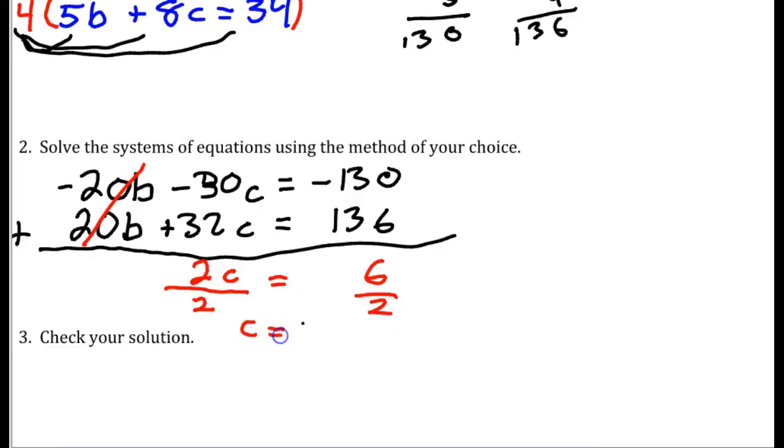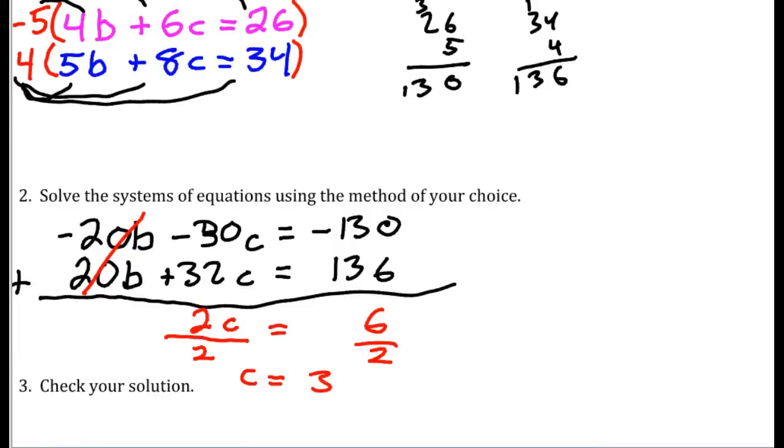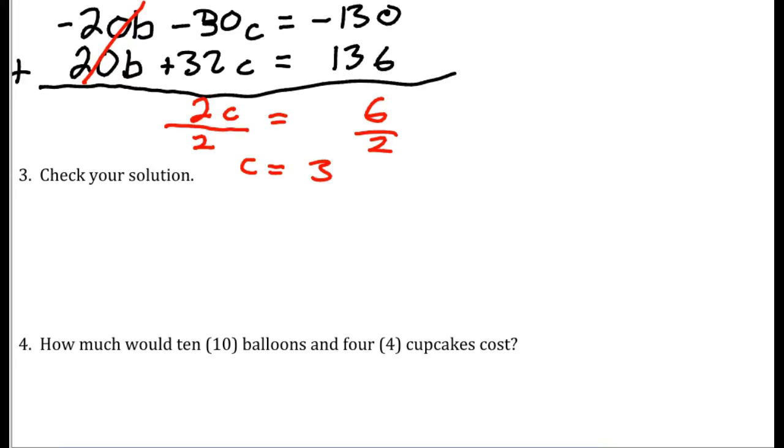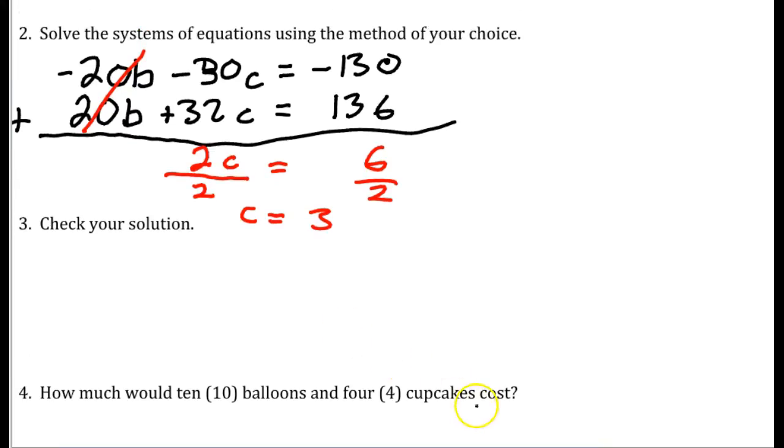So C, cupcakes. Does this mean 3? $3 cupcakes or $3, or what does this mean? Always look at the question, what we're trying to find out. Find the cost, right? Find the cost. So this is dollars.